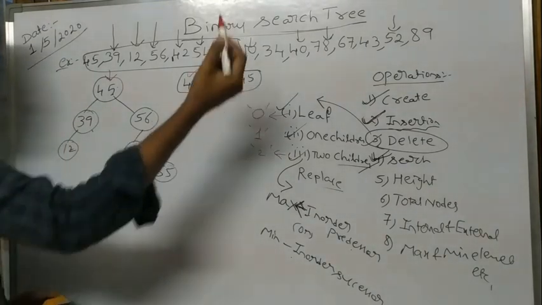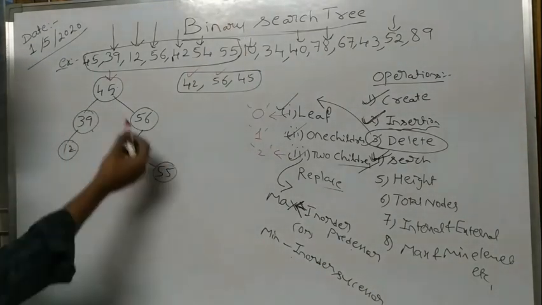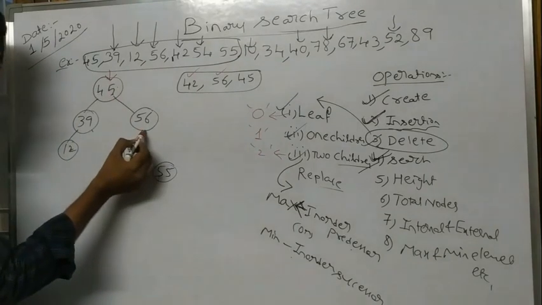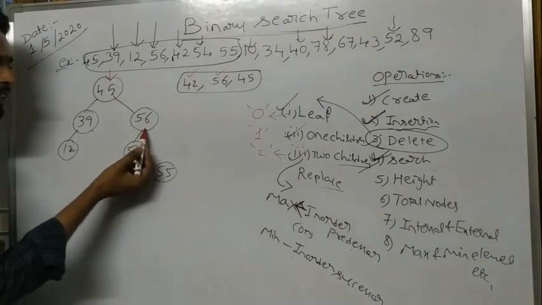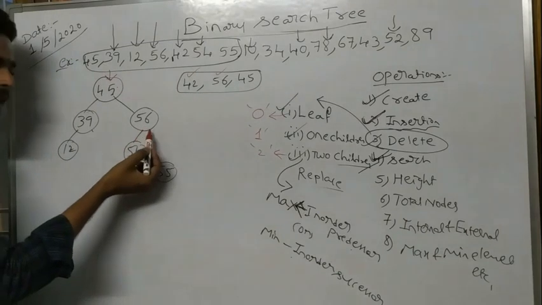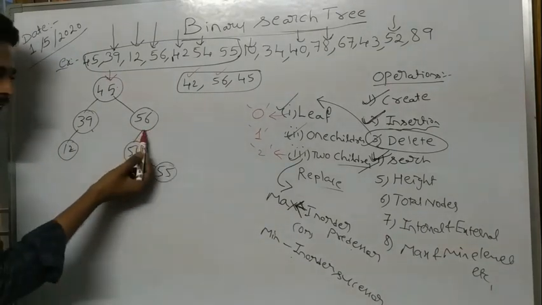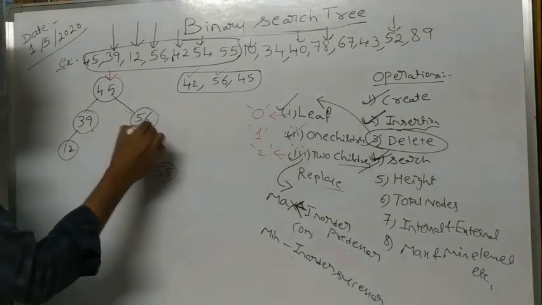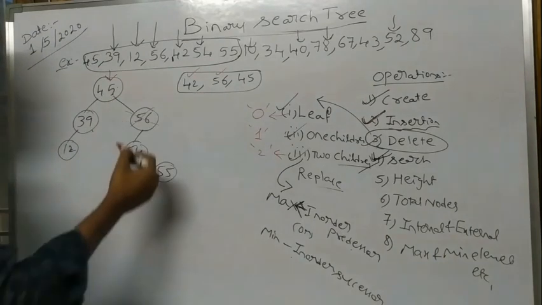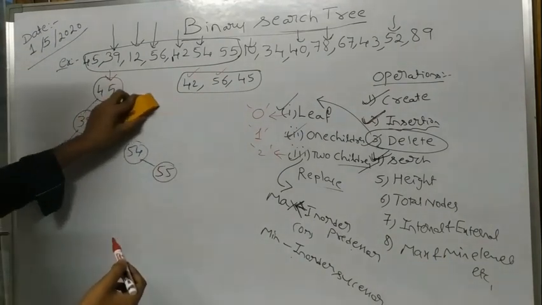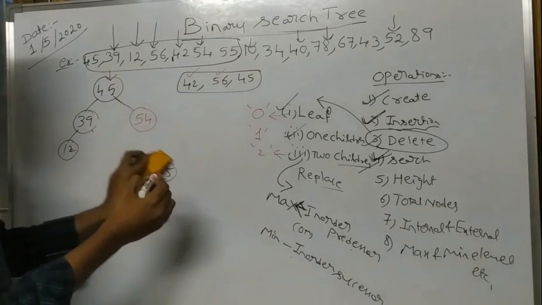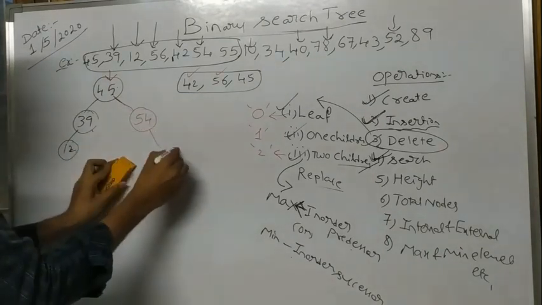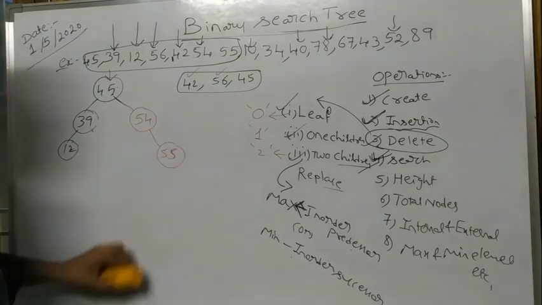Then the user is asking to delete the node 56. Then I will check, and I found 56. Whenever you are going to delete 56, you need to check whether it is having 0 children, single child or 2 children. Single child means I need to delete it and just append the child to the parent node. So how will the tree structure look? 54 and 55.